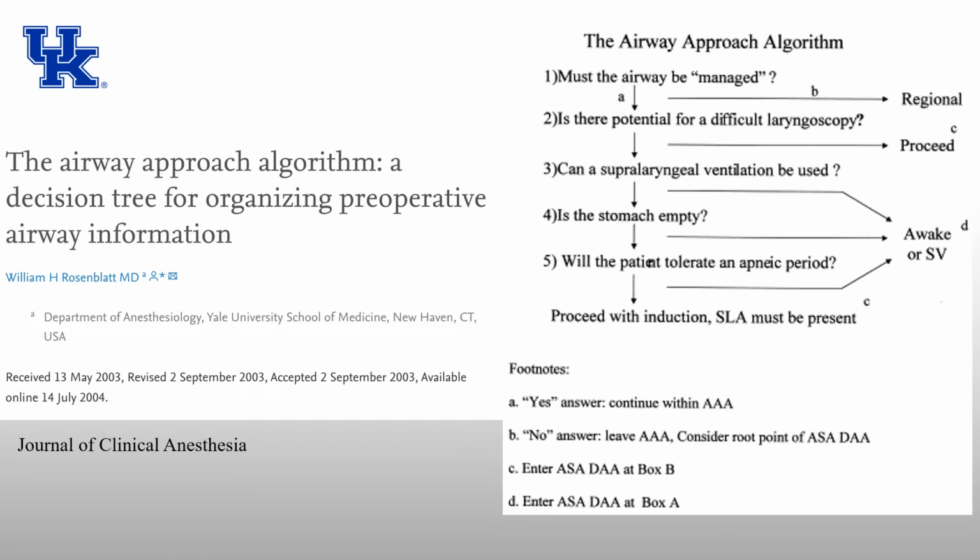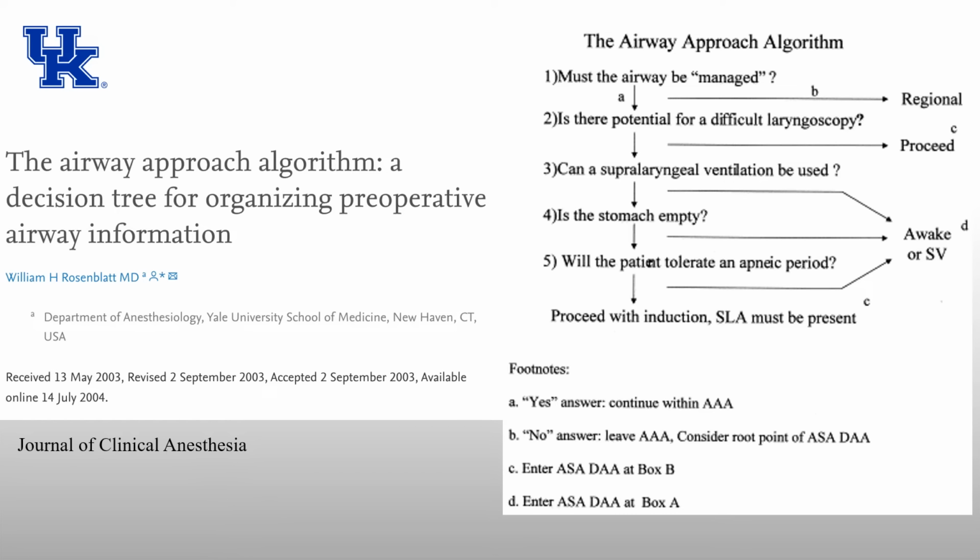And if they have a small mouth opening, or you don't think you're going to be able to get an LMA in, or you don't think you're going to be able to mask in some way, you need to consider this when planning for your airway. The next question is, is there an aspiration risk? If there is a risk for aspiration, then this patient is not going to be a candidate for elective supraglottic airway use. The next question on this airway approach algorithm is, will the patient tolerate an apneic period?